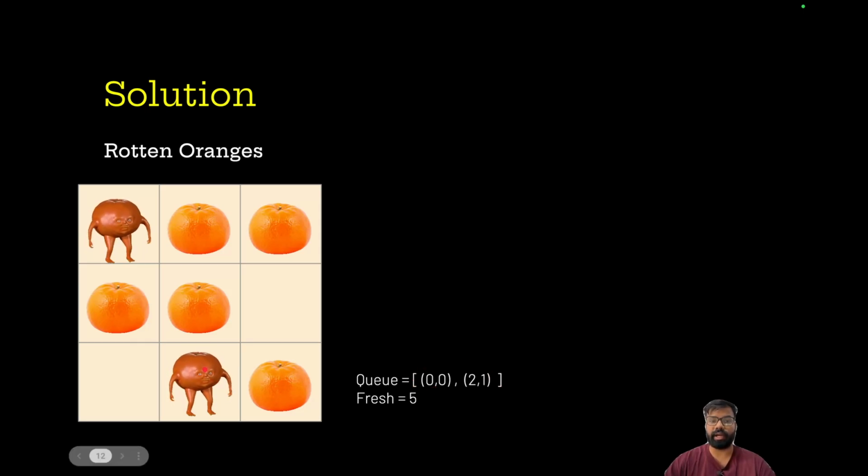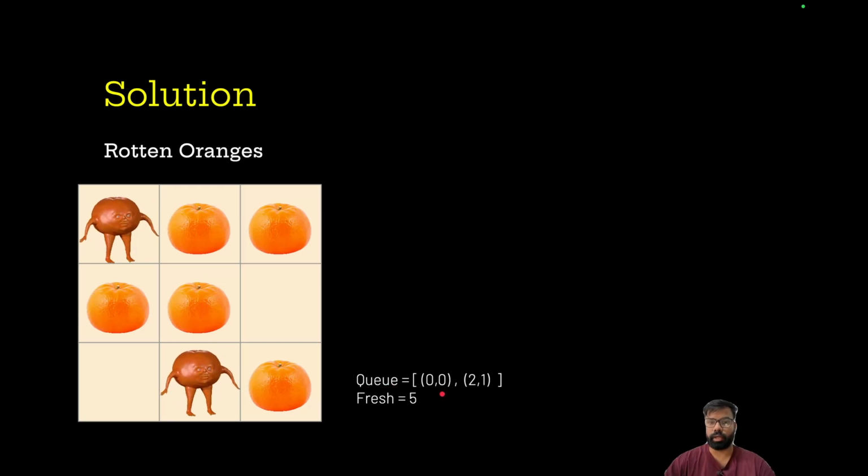So what are the different nodes which are at a distance of 1 from our source node? This is at a distance of 1 because it is a distance of 1 from this source node, and this is also at a distance of 1 from this source node. This one particular orange is also at a distance of 1 from our source node, and this one particular orange is also at a distance of 1 from our source node. So we can see that there are a total of 4 different oranges which are at a distance of 1 from our source node.